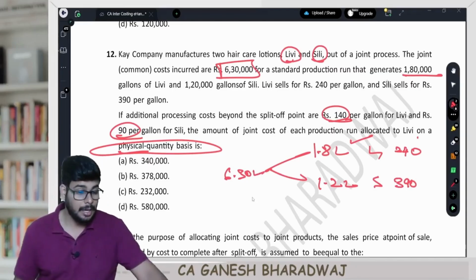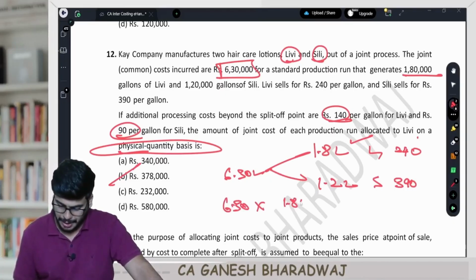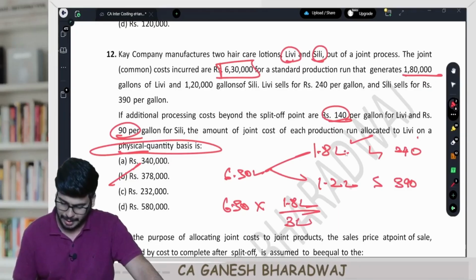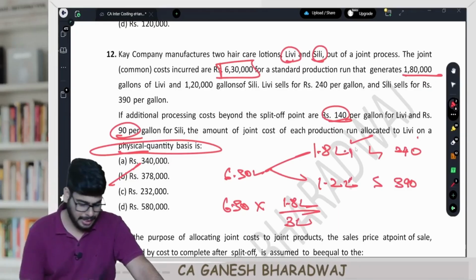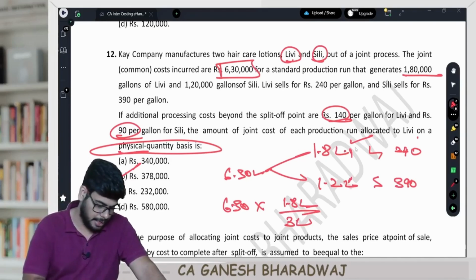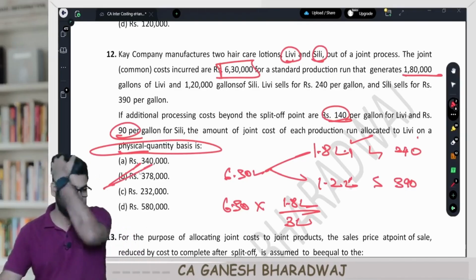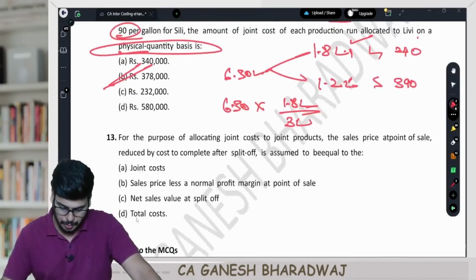3,78,000. Now all this further processing cost is not required. 6,30,000 into 1.8 lakh divided by 3 lakhs. Correct? So 6,30,000 into 1.8 divided by 3. That's going to be 3,78,000. That's about it. Clear with this, guys? Fine, shall we move to the next one?